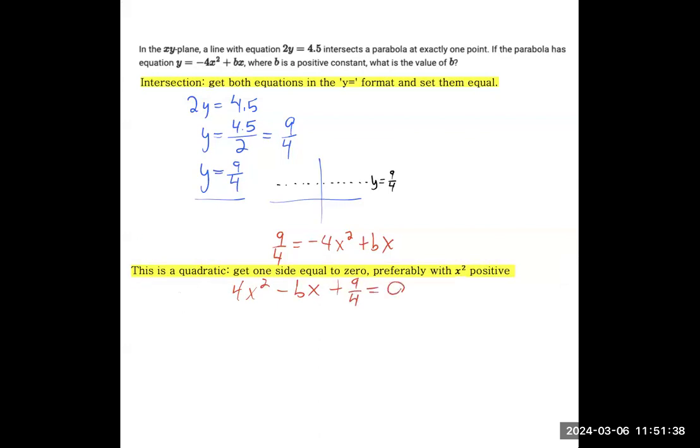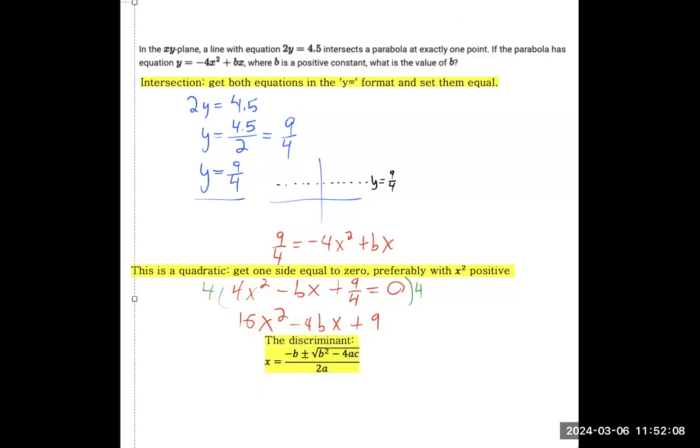Now, these things tend to be a lot more convenient if you can get rid of your fractions, and that's easy to do right here if we multiply both sides by 4. So that'll give us 16x squared minus 4bx plus 9. So the question is talking to us about the number of solutions. It says this happens at one point. So we have a quadratic situation with one solution, and that's a reference to the idea of the discriminant.